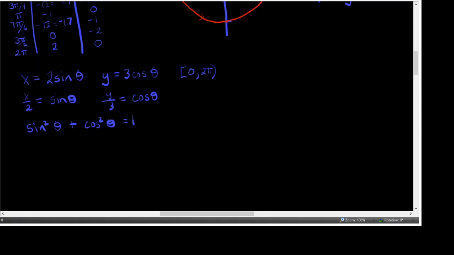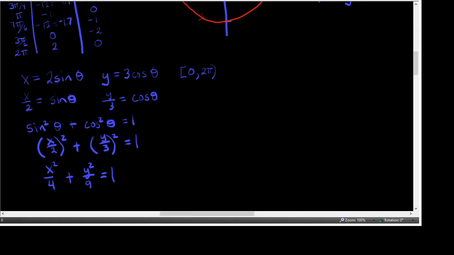If your x is related to your cosine, then you'd want to do the cosine squared plus sine squared theta equals 1 instead. So I'm kind of doing that on purpose. All right, so substituting in for sine of theta with x over 2, and substituting for cosine of theta with y over 3, we get this equation. Distributing the exponent to numerator and denominator gives me x squared over 4, plus y squared over 9, which equals 1.